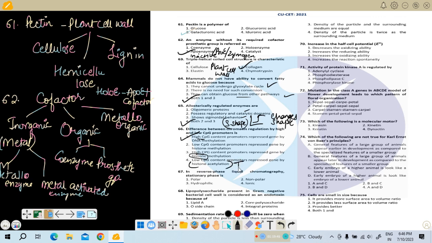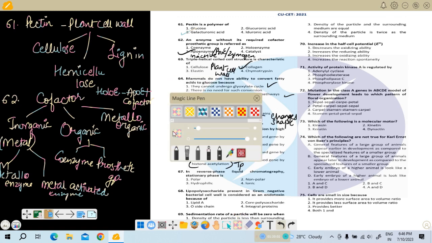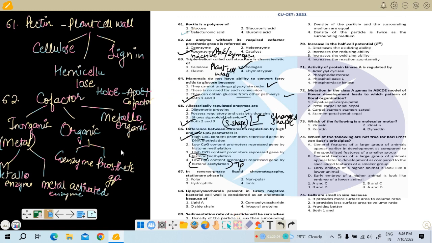This is somewhat in transcription. So you can make an idea from this that if we talk about CpG, right, this CpG we have read in DNA methylation.